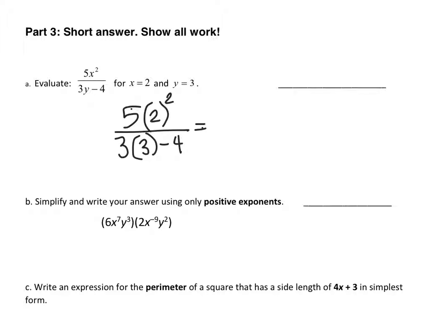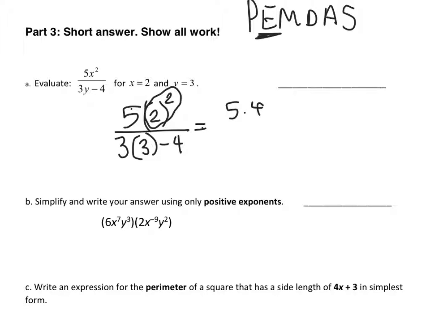Now many students ended up with 100 in the top. And that's because they did 5 times 2 first, got 10, and then raised 10 to the second power, which is 100. Don't forget about our little word PEMDAS here, which reminds us the order of the operations that we perform. Exponents has to happen before multiplication. So you have to do 2 squared first, which is 4. You end up with 5 times 4 in the top.